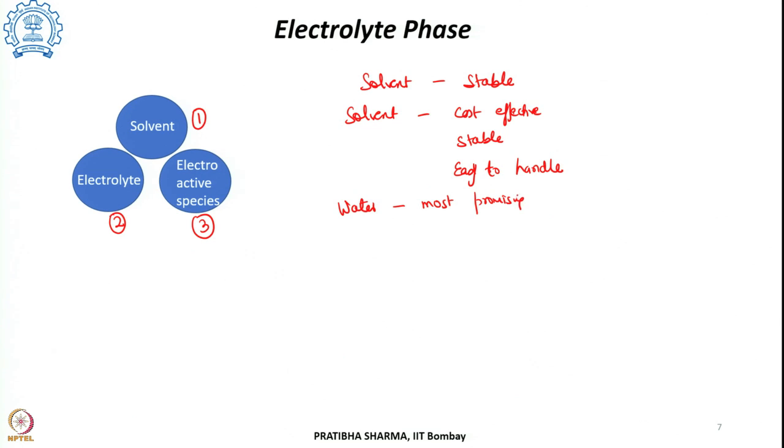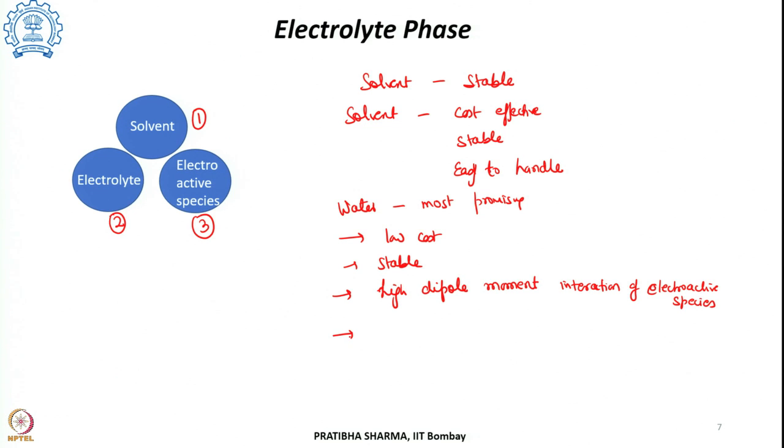And the reason for water being used as a solvent is that it is not only low cost and stable, meeting the same requirements, it also forms an oligomer, so it has a high dipole moment, and this high dipole moment allows the interaction of the electroactive species. At the same time, the splitting up or the ionization of water into H plus or OH minus is very small. So it remains stable under the operating conditions. So as such, it is an ideal solvent. The self-ionization of water is relatively very small.